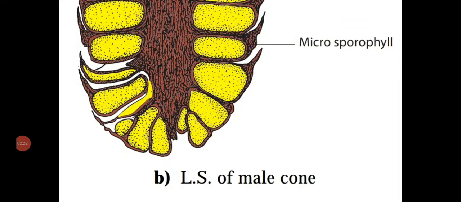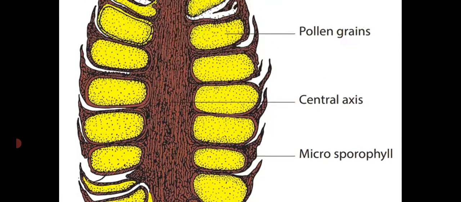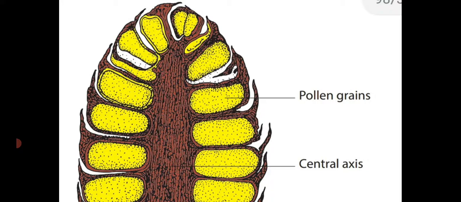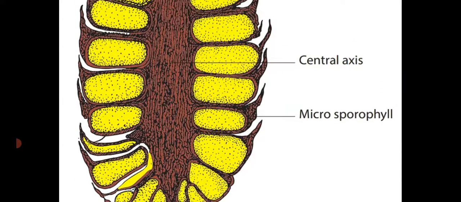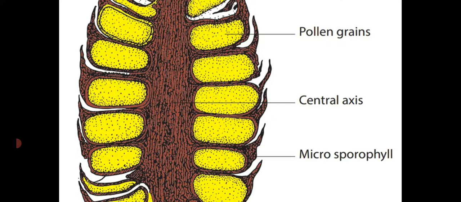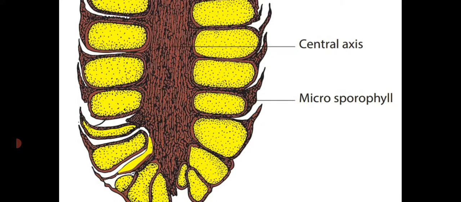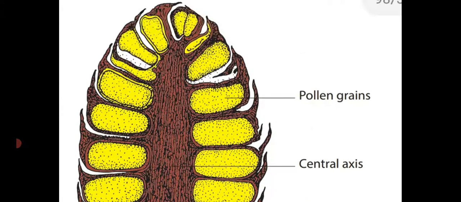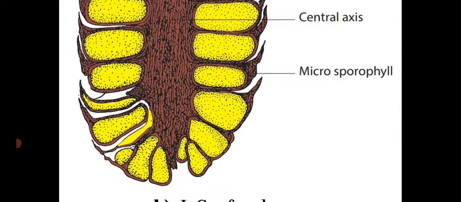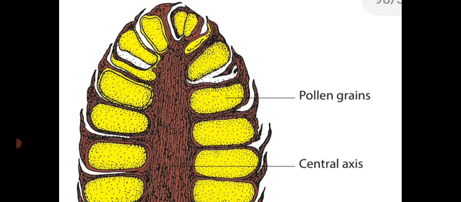Dear students, this is the LS, longitudinal section of a male cone. In the previous diagram we have seen a cluster of male cones which are produced on the twig, isn't it? So here in the section we see the central axis, then on the lateral side they have the sporophyll named microsporophyll, which contains many microsporangia, yellow in color, containing many microspores or pollen grains. So this is the longitudinal section of a male cone with the pollen grains.